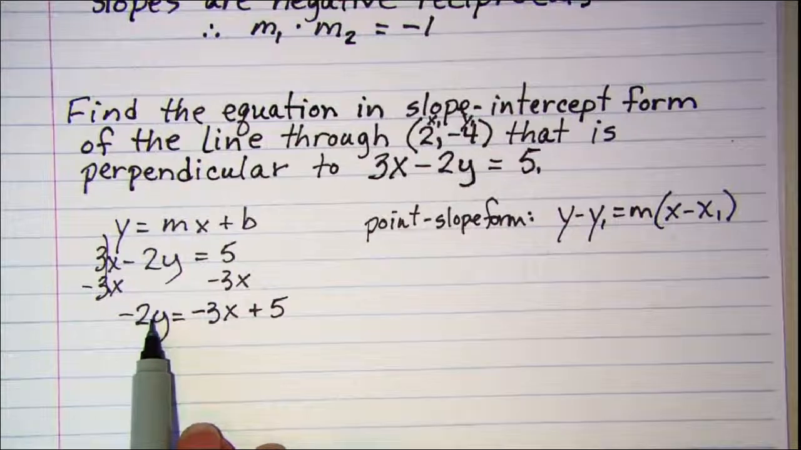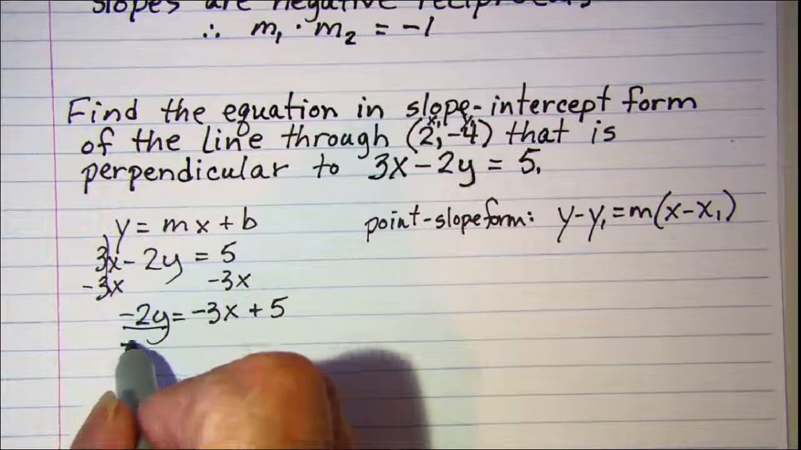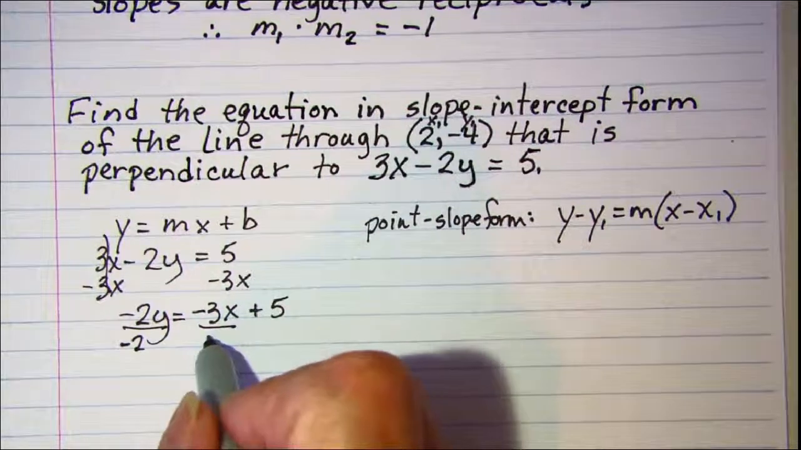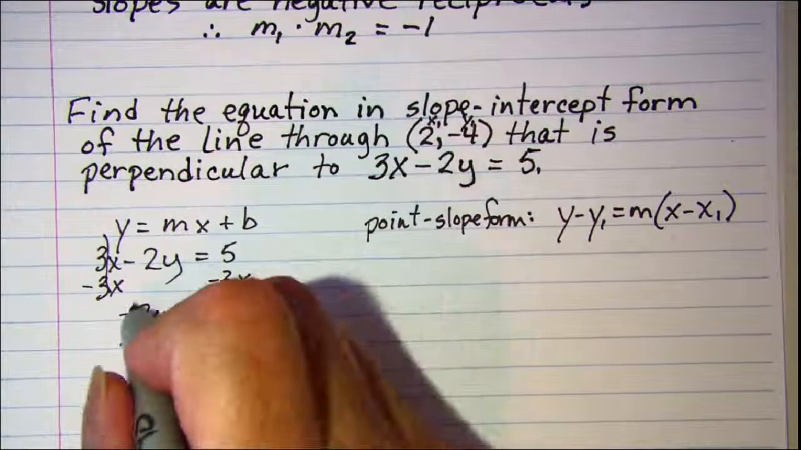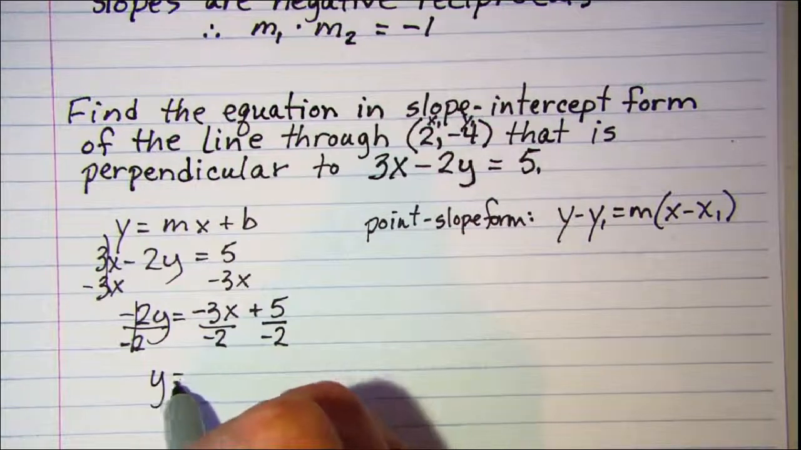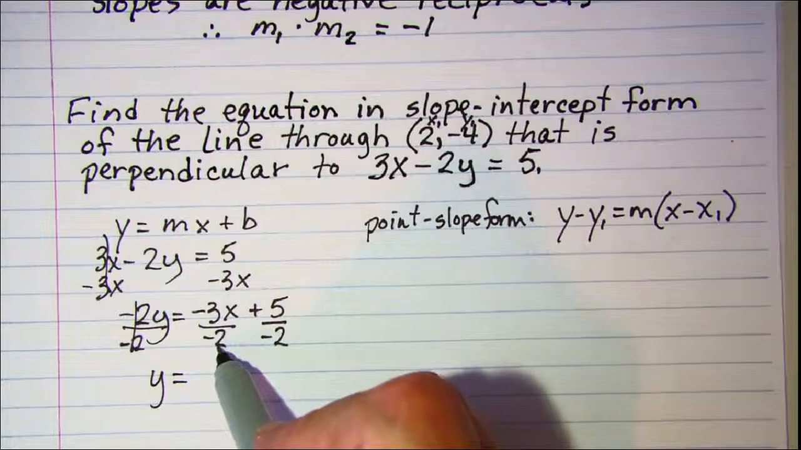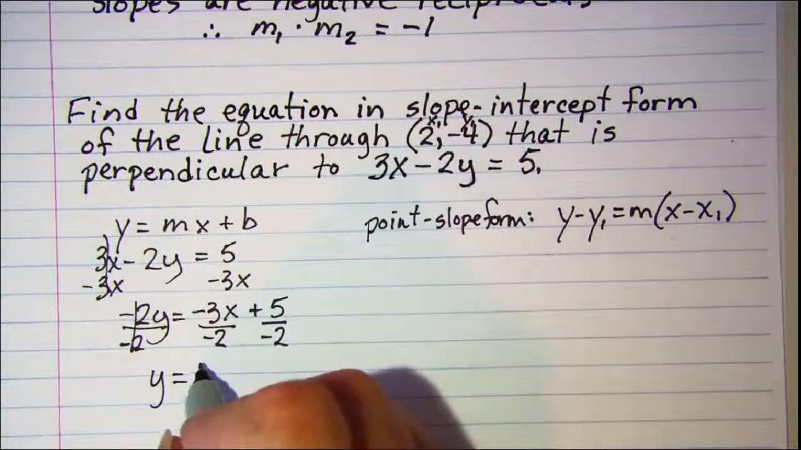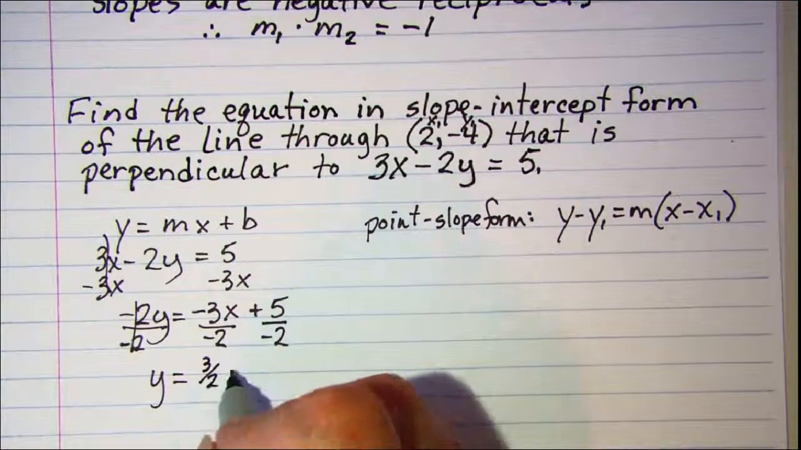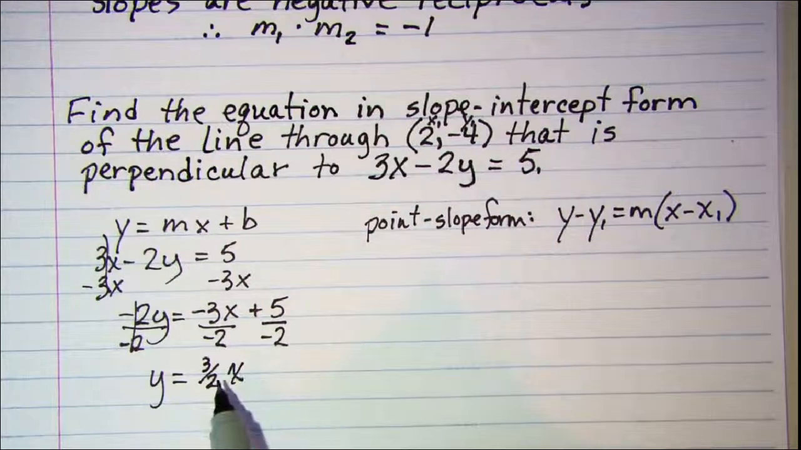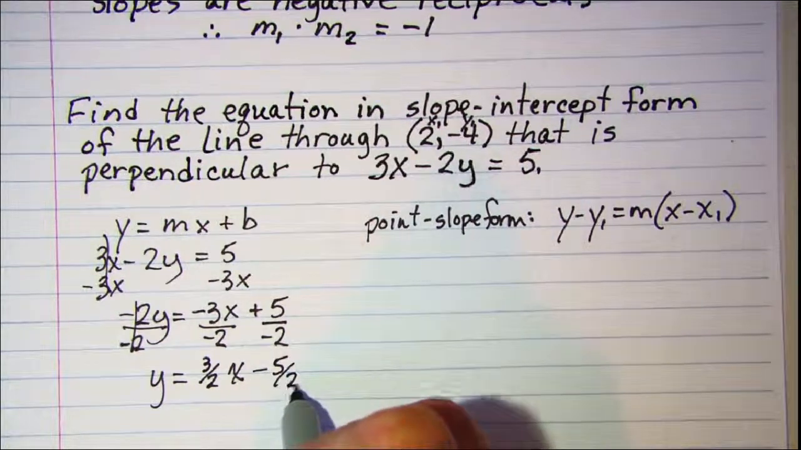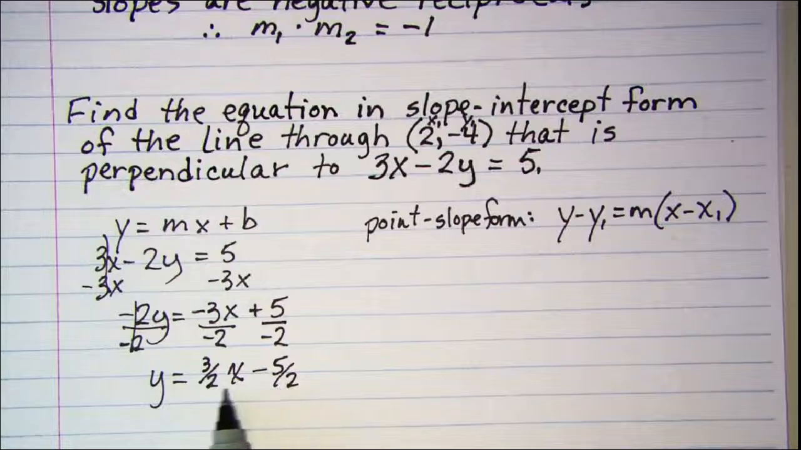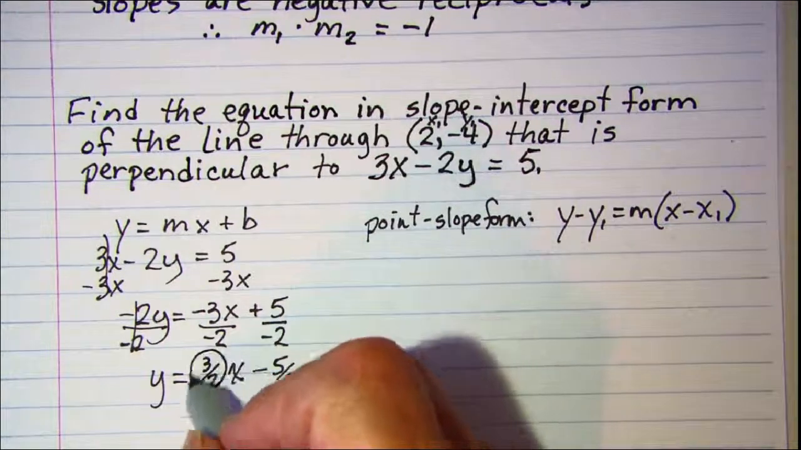Right, now I still need to get rid of this -2. Since it's multiplied by the y, I want to divide both sides by -2, so I'll divide every term by -2. These cancel, and I have y is equal to -3 divided by -2 is 3/2, and I'm going to separate that coefficient away from the x so I can look at just the m value. And then 5 divided by -2 is -5/2. So all I need to use on this equation is this m.